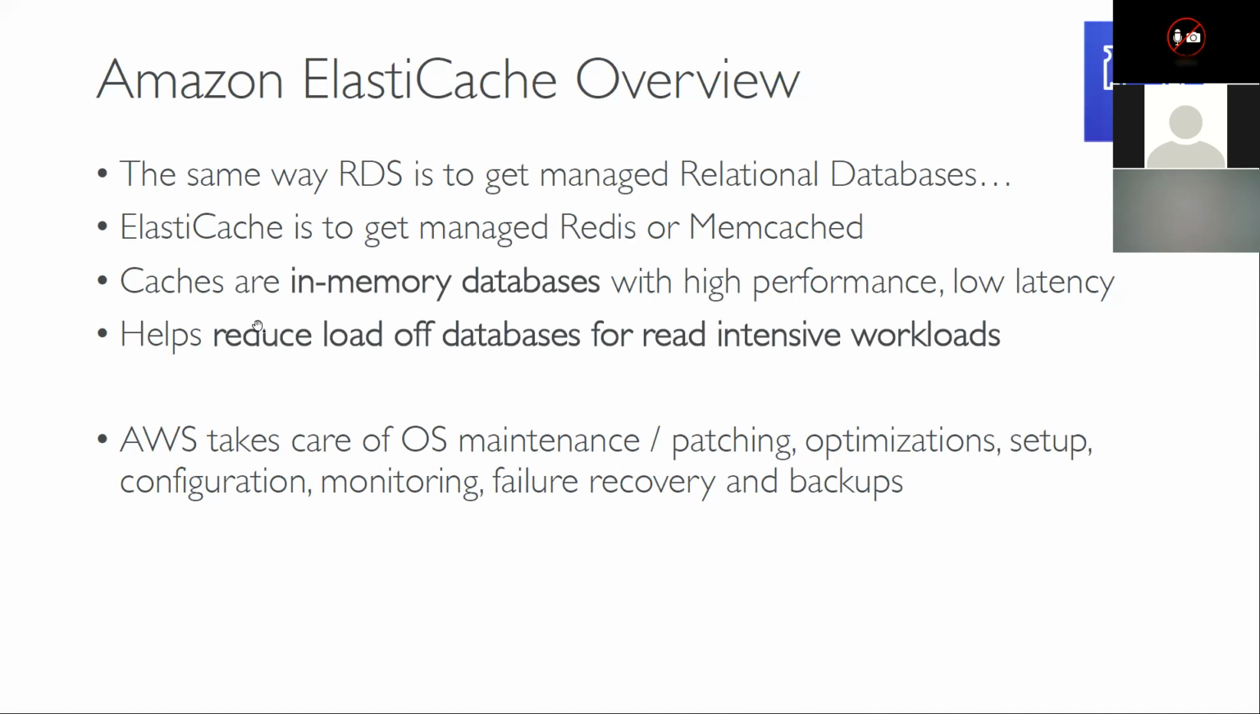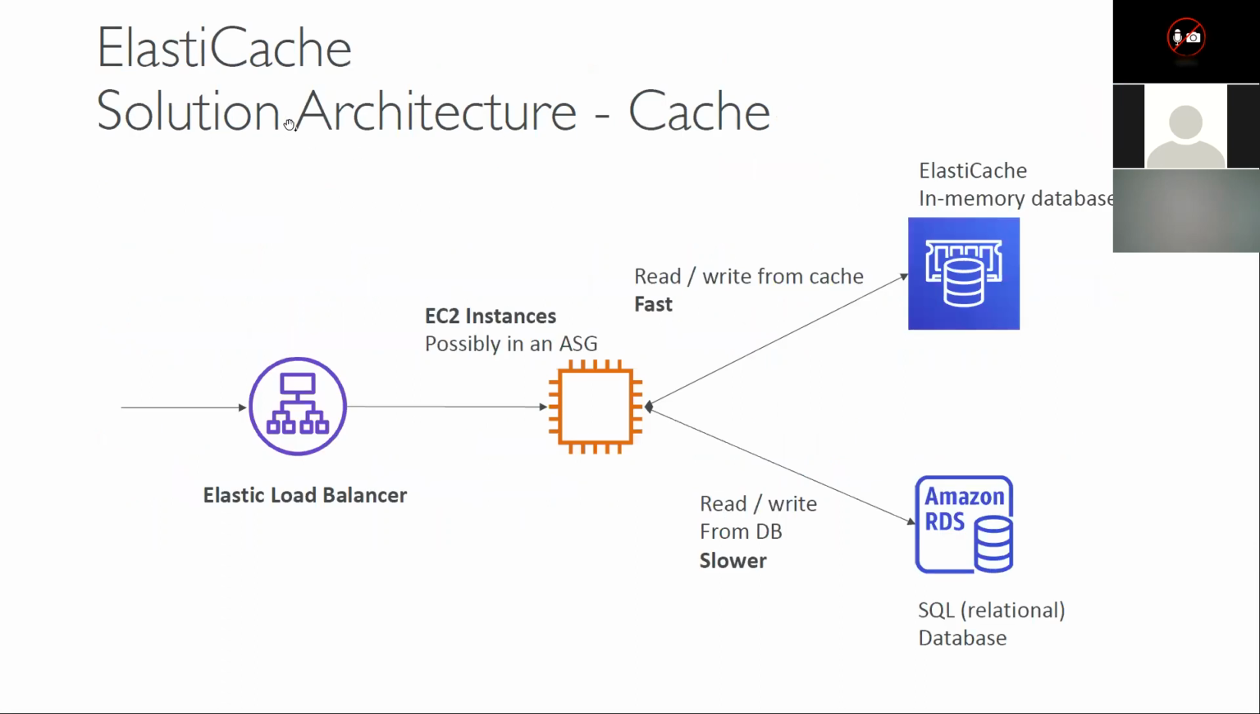Software yan. Caches are in-memory databases with high performance and low latency. They help reduce the load of a database for read-intensive workloads. AWS takes care of OS maintenance, patching, and optimization. So wala na tayong pakialam sa hardware maintenance, downtime, failed database. So ganito ElastiCache, solution architecture of cache.